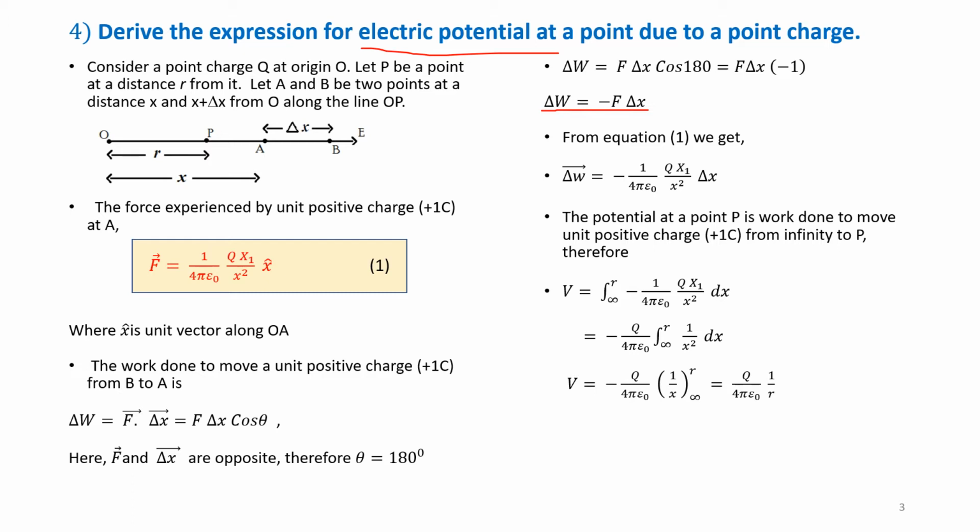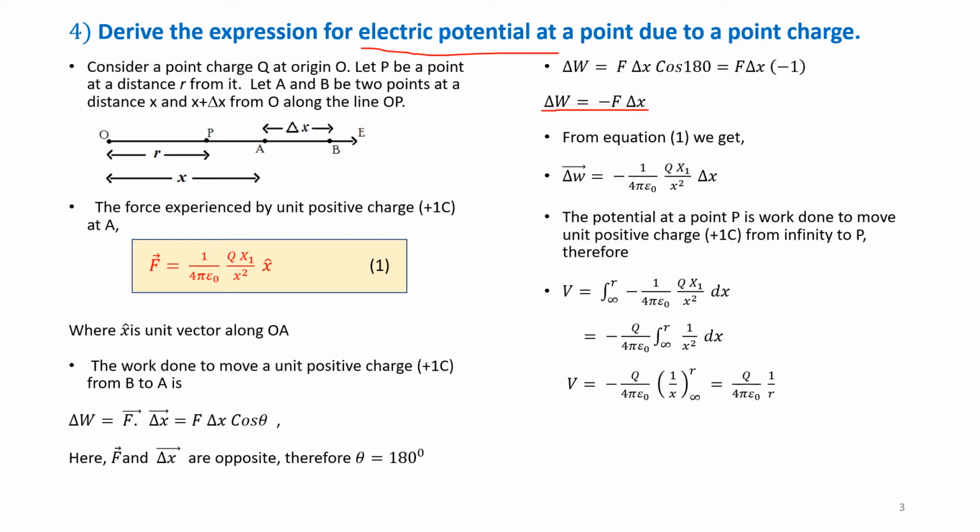So V, simplifying, V is equal to q over 4 pi epsilon naught into the integration of 1 over x square dx, which is 1 over x. So we have integrated here, and the range is infinity to R. Substituting the values x as infinity and R and simplifying, we get q over 4 pi epsilon naught into 1 by R.